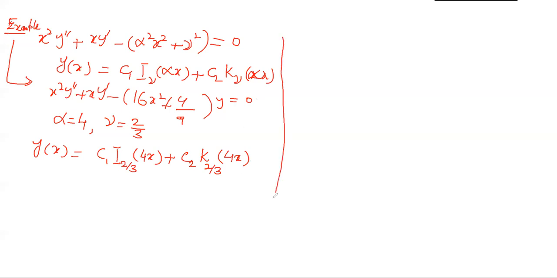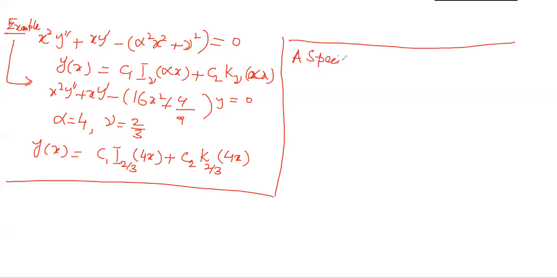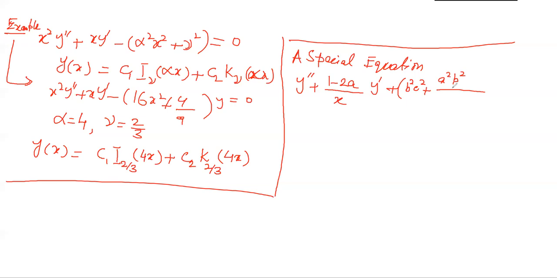So now there is a special equation actually. Lastly, I would like to discuss it. This special equation is y double prime plus (1 minus 2a) over x y prime plus (b square c square x power 2c minus 2, plus a square minus b square c square over x square) y is equal to 0. It's a little bit longer, but actually it's quite simple.